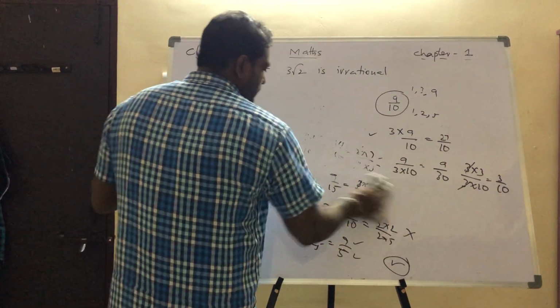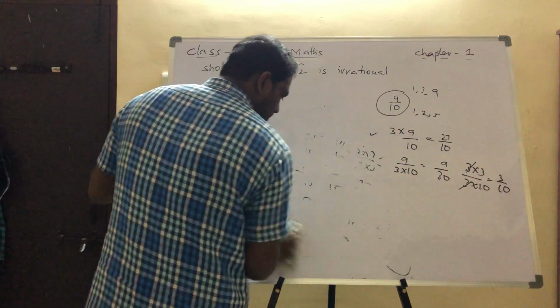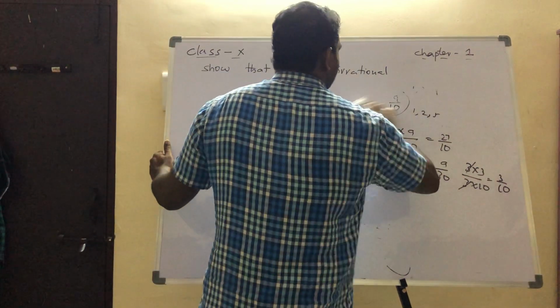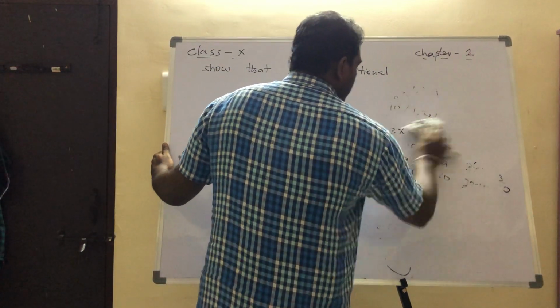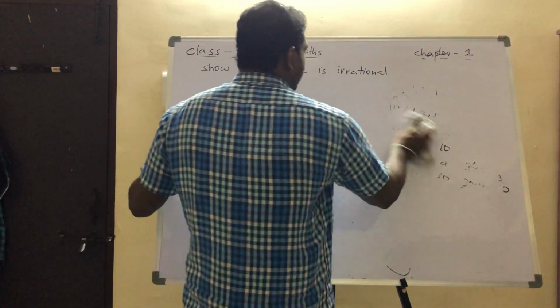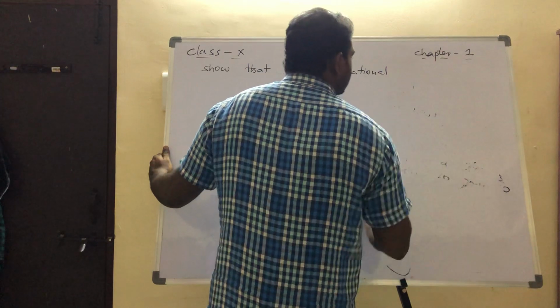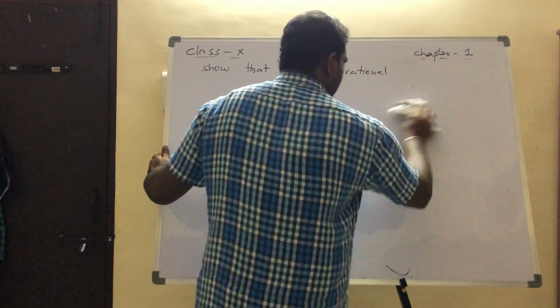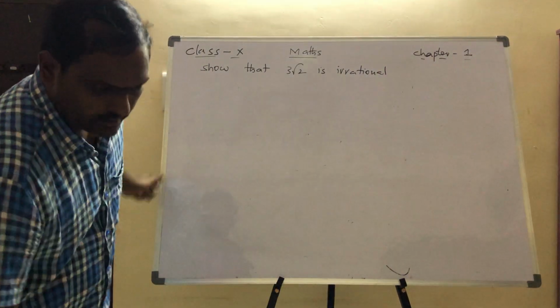Now, let us come to the question. Our question, what is the question? Prove that 3 root 2 is irrational. Okay, 3 root 2 is irrational.